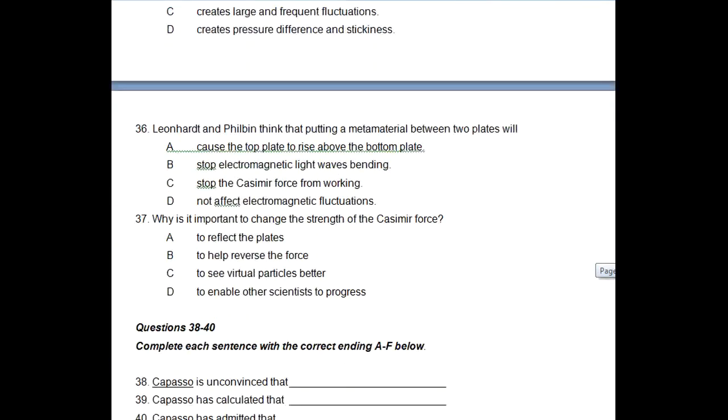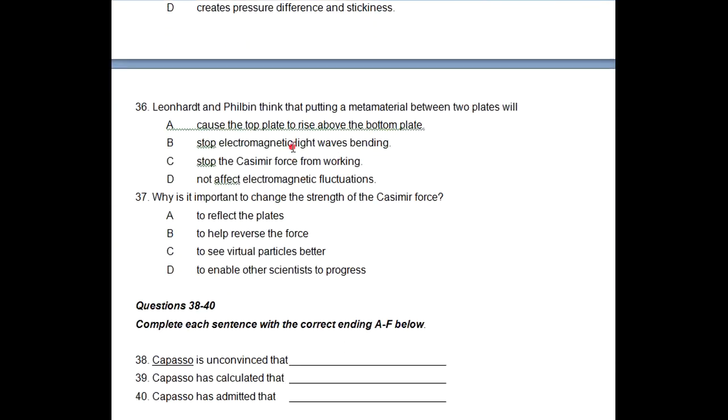This is question number 36. So it is saying cause the top plate to rise. Yes, I have just read this. Stop electromagnetic light from bending. No, it did not stop. I will show you. Stop the... No, it did not stop. Not affect. Yes, it did affect. So you can see these three are wrong also.